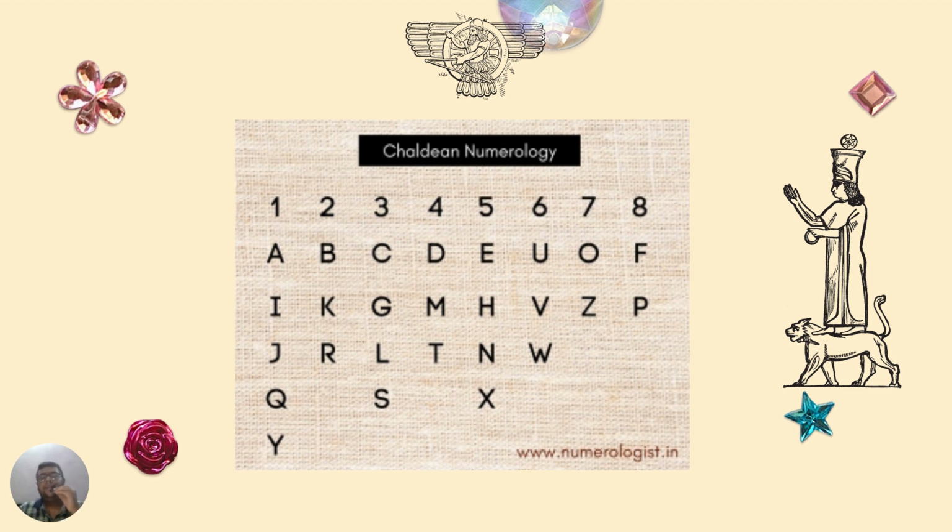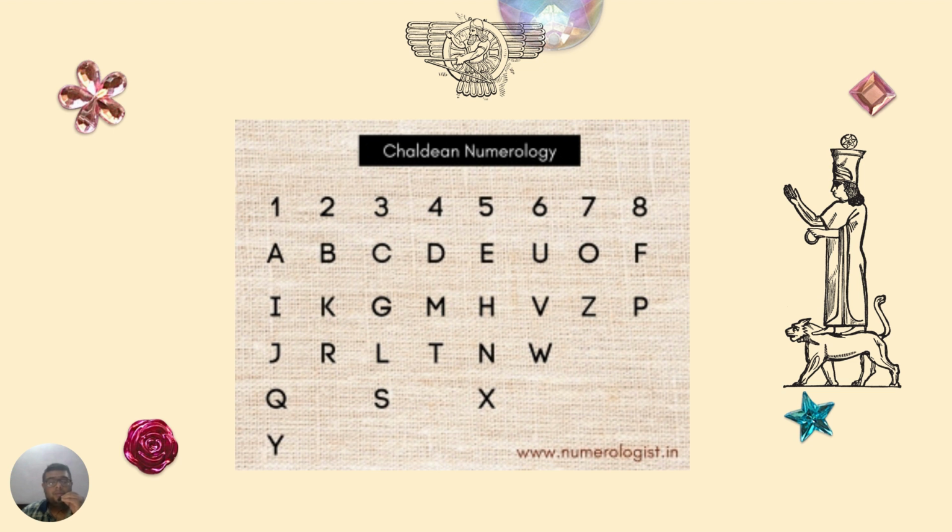So in order to calculate the name number, first you have to write the alphabets of the name of the person, of your pet, or even of a place or a company for whom you want to calculate the name number. Then note down the digits connected to each alphabet. Then add the digits of all the alphabets of the name, and then you will arrive at the name number.